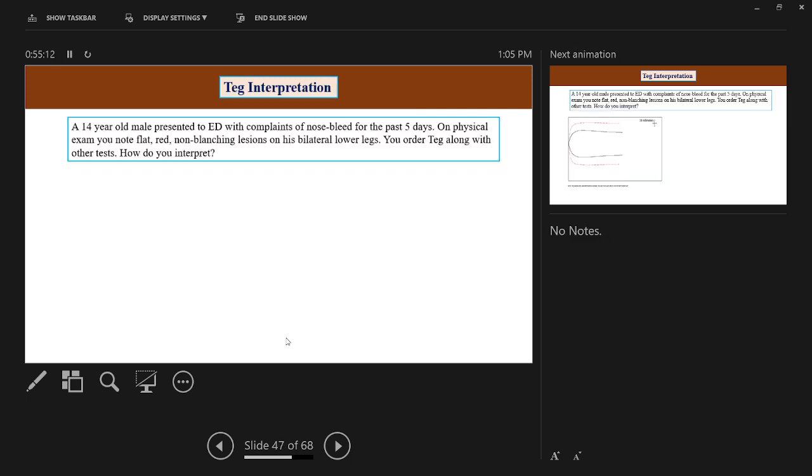So, TEG interpretation. I would like Dr. Pradivan to answer this question. A 14-year-old, can you please read this for me?